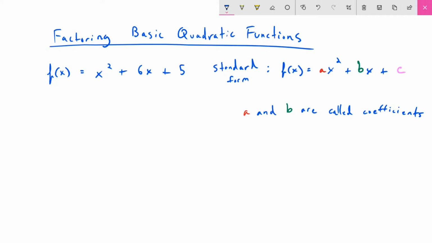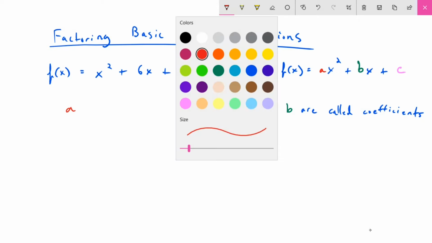So sometimes you'll hear, what is the coefficient of x squared? What's the coefficient of x? So it's good that we know that vocabulary. Now, the standard form is f of x equals ax squared plus bx plus c. With every quadratic function, we should be able to identify a, b, and c. So with our example, x squared plus 6x plus 5, let's see if we can find a, b, and c.